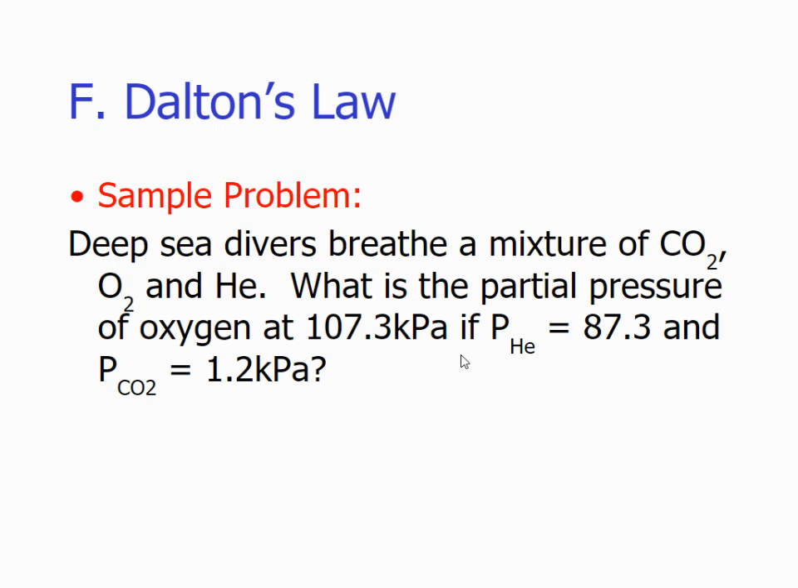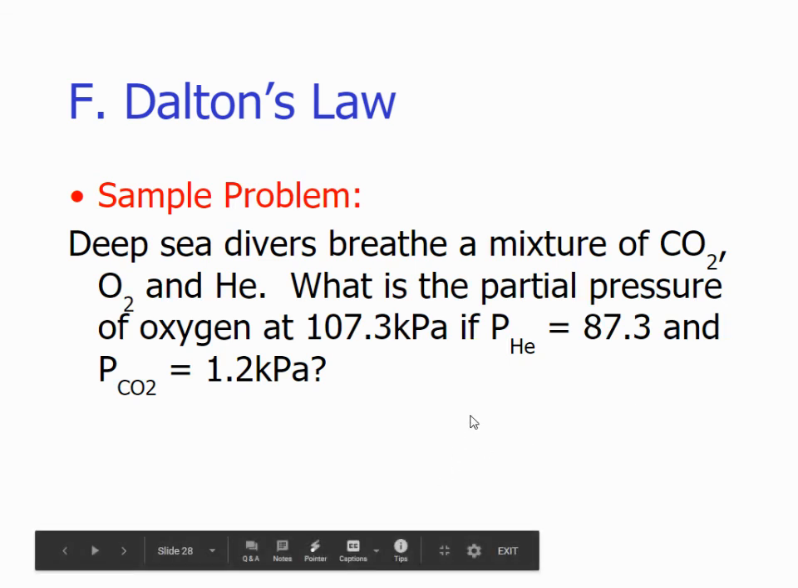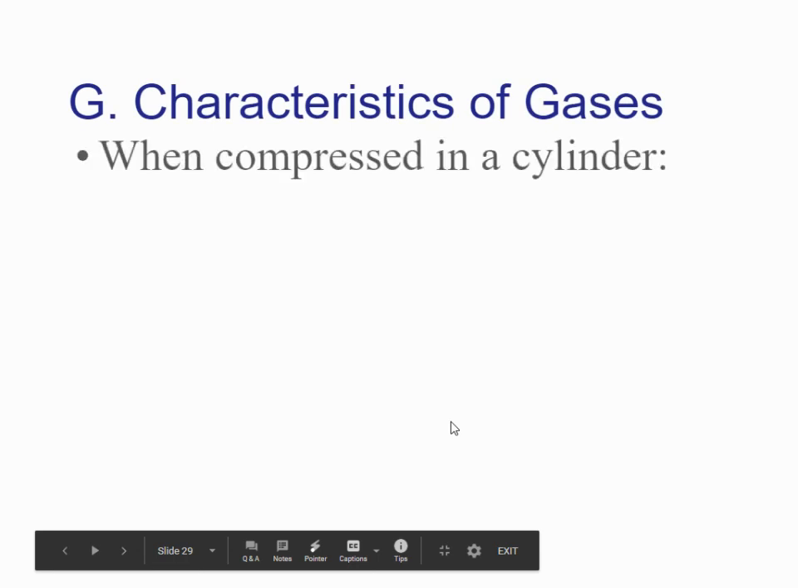If we have the total, we just subtract the other two from it, and that gives you the partial pressure of what oxygen is. So you just take 107.3, subtract 87.3, which is the helium, and then subtract our 1.2 of CO2. And that gives us an answer of 18.8 for the partial pressure.